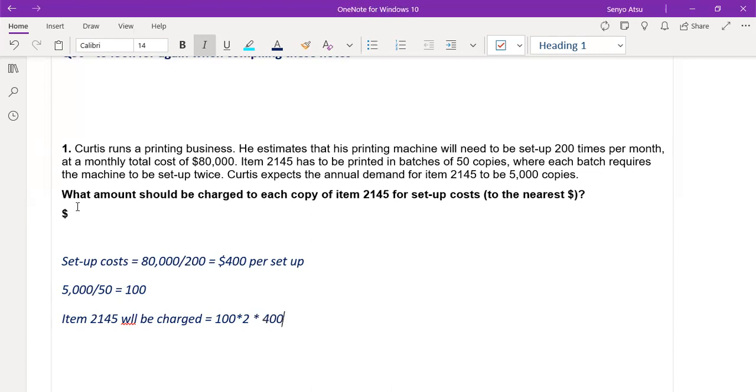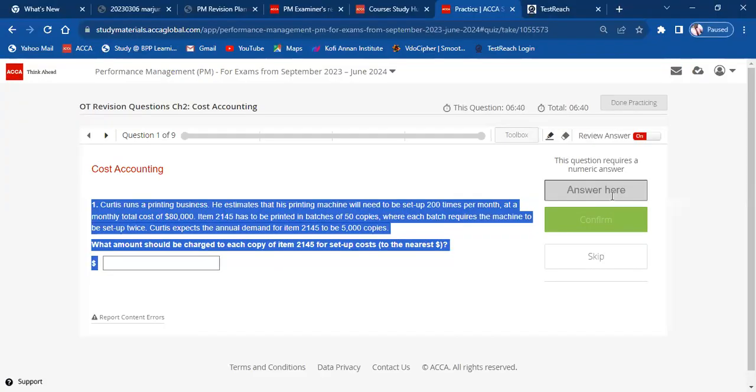times $400 is $80,000. The question is about per unit, so 80,000 divided by 5,000 copies. The answer is $16.